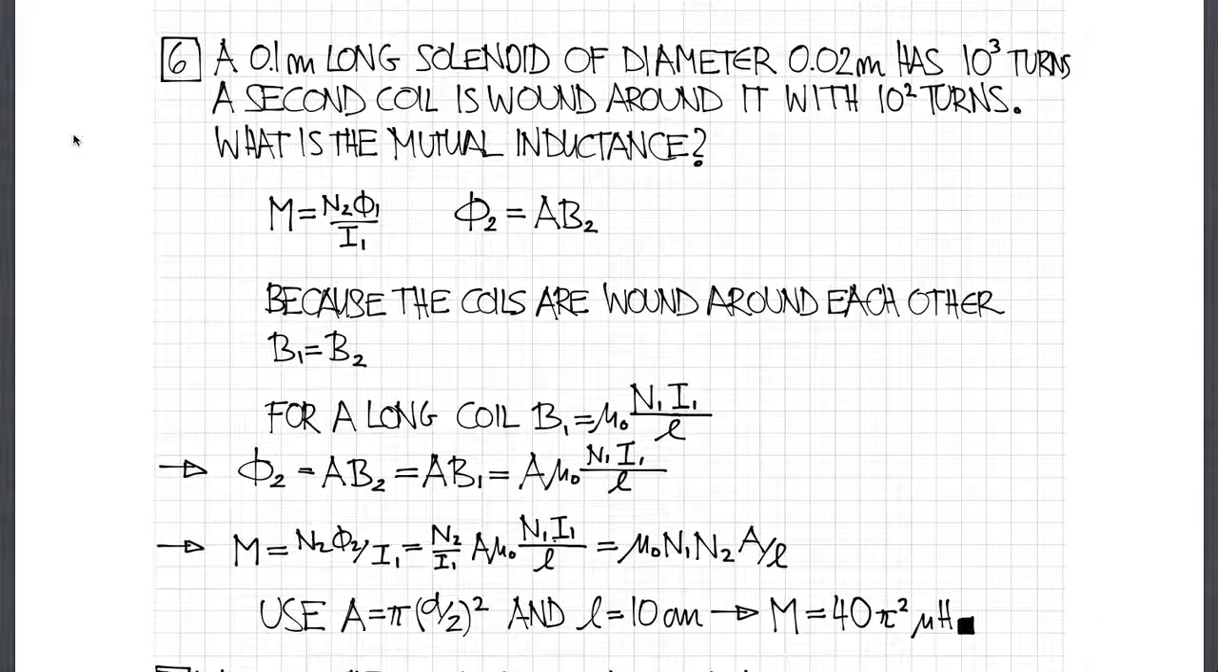We can plug this now in the definition of mutual inductance here on top, and what follows is that M equals N2 φ2 divided by I1, which is the same thing as N2 over I1 times A μ0 N1 I1 divided by L. You see now that the I1s cancel out, and you obtain for the mutual inductance μ0 N1 N2 A divided by the length. Notice that this expression only depends on the geometry of the problem, in other words, N1 and N2, the area and the length, and not on any other property of the system like a current or a B field, meaning that this is really a proportionality constant. If we now plug in the numbers for the diameter and the length, for this particular case, if I did the math right, we obtain 40 times pi squared microhenry.